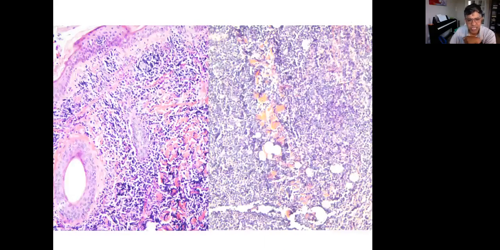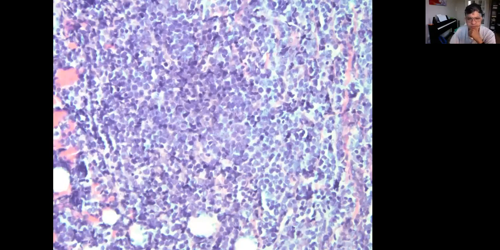Yeah, so they did a punch, and the dermis is very busy with a lot of cells. At high power you can see that there's a monotonous population of numerous cells, and it's very hard to say what these cells are. You can't just look at these cells and say, but you can say that they kind of look lymphoid. I don't know if they're mature lymphoid or immature lymphoid. Maybe they are lymphoid. That's all I can say.